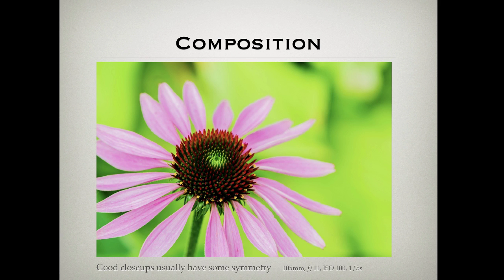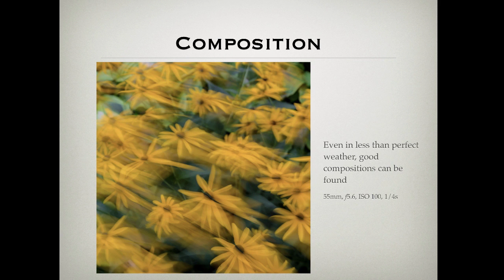Close-ups are good if there's some symmetry, just as an example and a thought. So the symmetry in the middle of the flower, the symmetry in the leaves. And even if you're outside and it's a windy day, you might find good compositions, even in less than perfect weather. So in this example, you can see my shutter speed is 1/4 of a second to get that abstract blur of those Black-eyed Susans. And again, all these compositions are taken nearby.